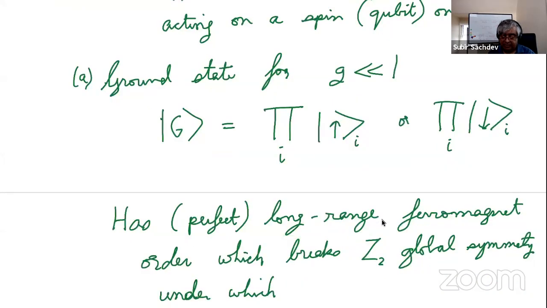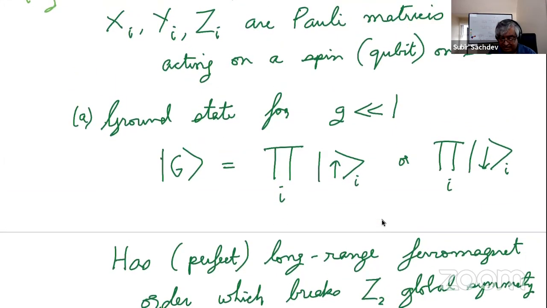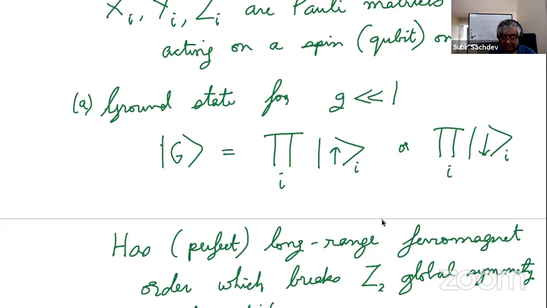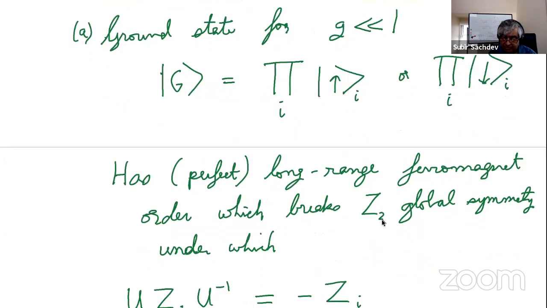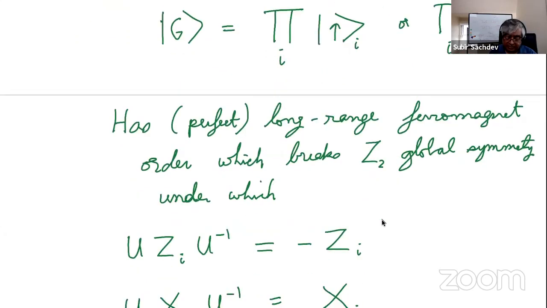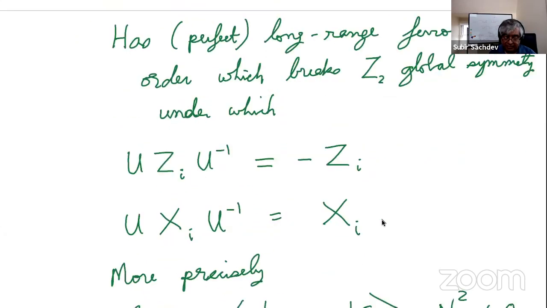Depending on whether you pick this state or that state, this is a very simple example of a case where you've broken the symmetry. It's a discrete symmetry now. It wasn't a phase rotation symmetry. It's just spin flip symmetry. More precisely, you can easily see that if you have a unitary operation U, in which you send Z to minus Z and X to X, what is that operation? Well, that's very simple.